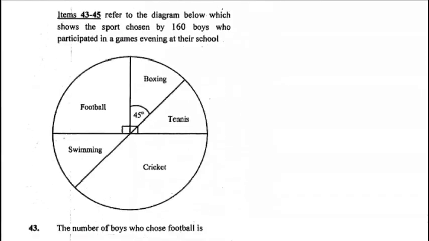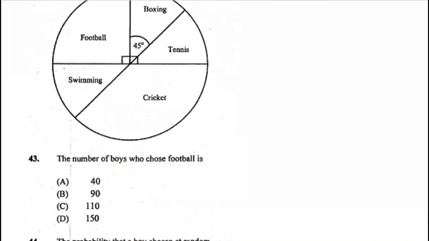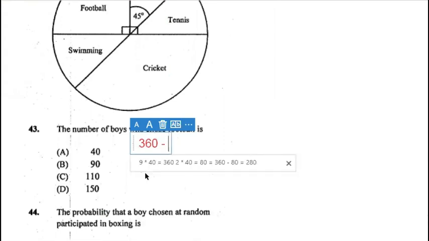So 43 is referring to this diagram, which involves 160 boys participating in a game at their school, in different games. So the number of boys who choose football is, so we can see that the football from this pie chart is a 90 degrees angle. So therefore, if 360 is representing the 160 boys, the total boys that are participating in the different games, what we're now trying to find is what is 90 degrees, which is attached to the football, which is X.